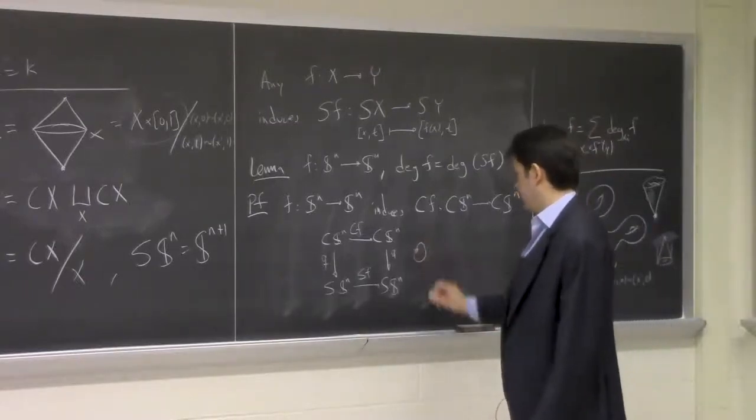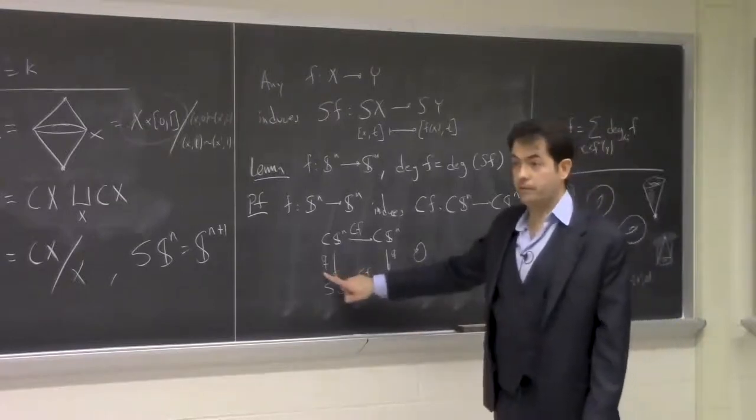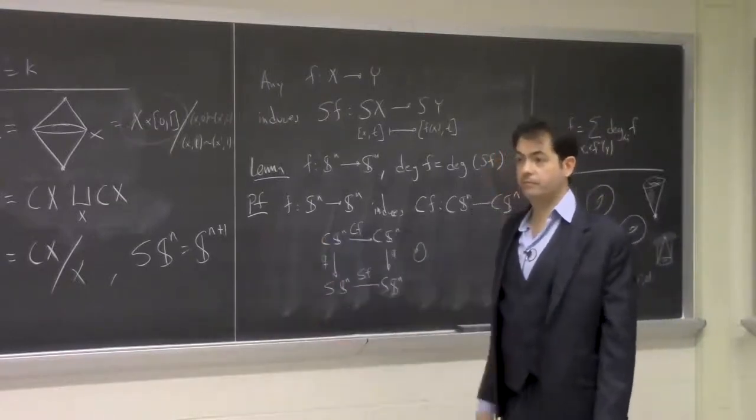Okay, so what are the maps going down there? The quotient map. So just the collapsing. What letter? Q.